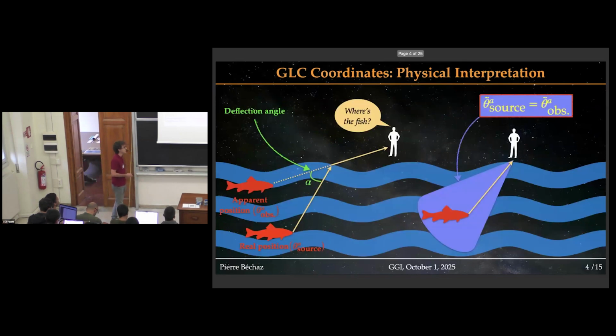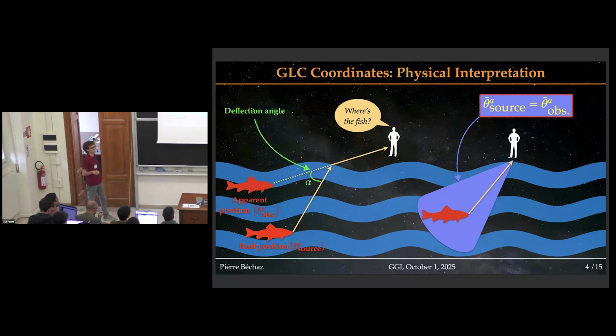So in this cartoon, just to get an idea of what's going on, suppose you are looking at a fish in the sea, and we know that because of refraction, the measured position of the fish in the sea is going to be different from the real position occupied by the fish. Suppose your fish is the source, then the angles of the source are different from the angles you measured. And this is why, in general, we want a frame which is adapted to how light rays propagate, and they do that on the past light cone of the observer.